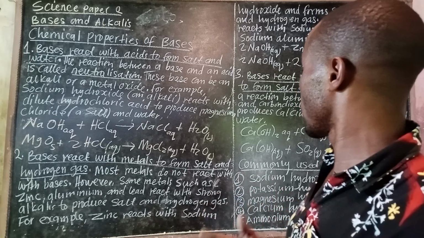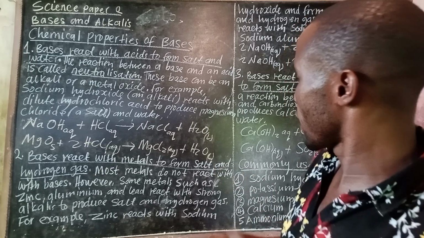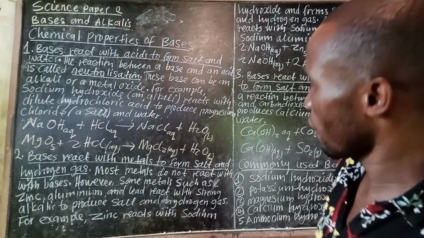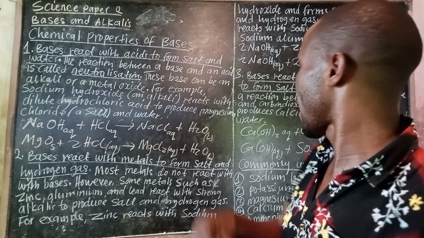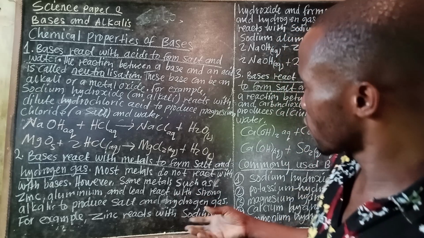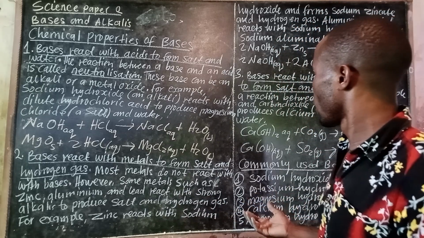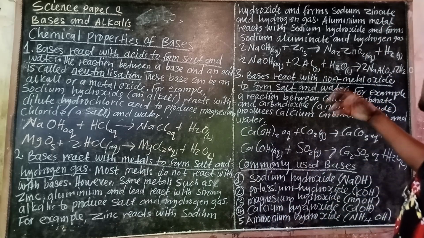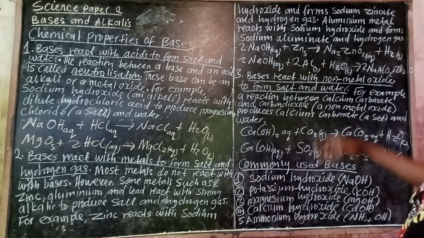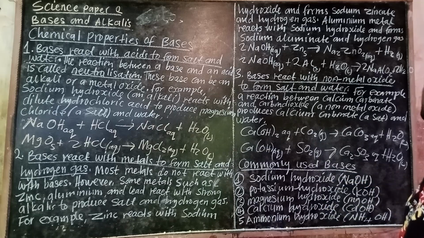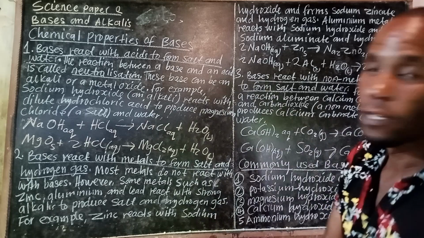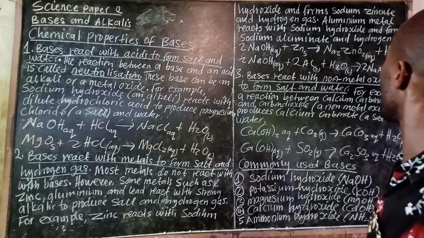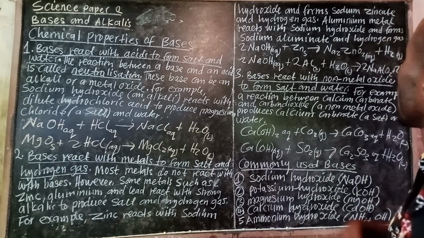However, some metals such as zinc, aluminium, and lead react with strong alkalis to produce salt and hydrogen gas. For example, zinc reacts with sodium hydroxide and forms sodium zincate and hydrogen gas. Then aluminium metal reacts with sodium hydroxide and forms sodium aluminate and hydrogen gas.